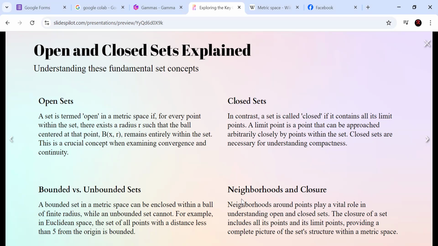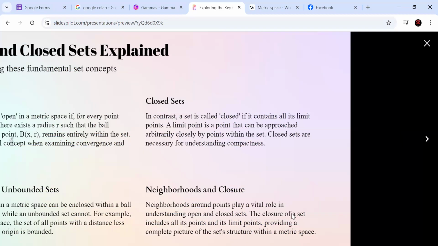इसी तरह neighborhood and closure. Neighborhoods around a point play a vital role in understanding open and closed sets. The closure of a set includes all its points and its limit points, providing a complete picture of the set structure within a metric space.